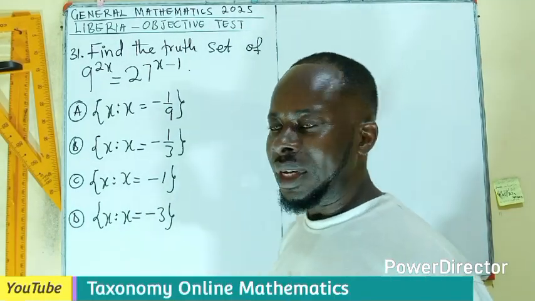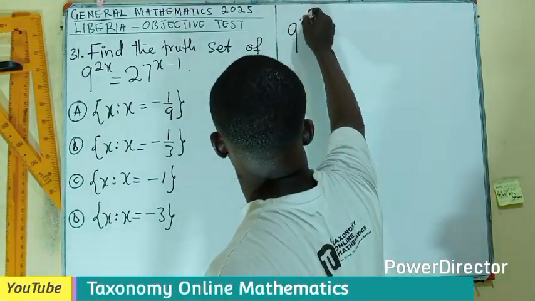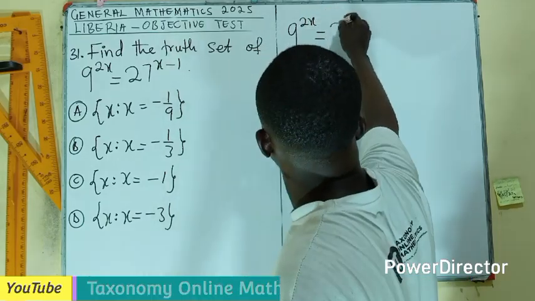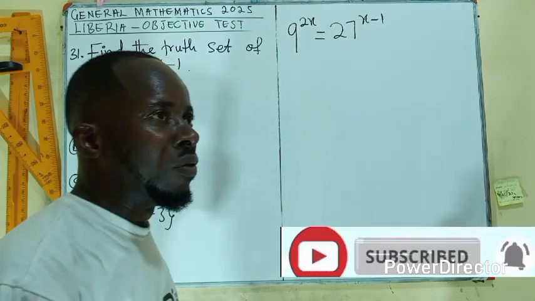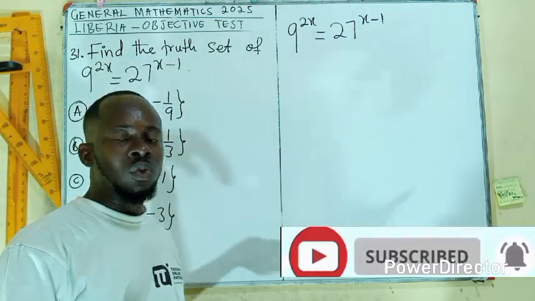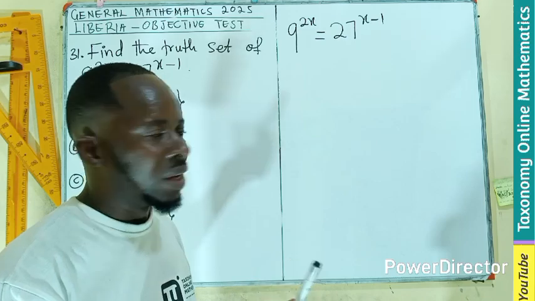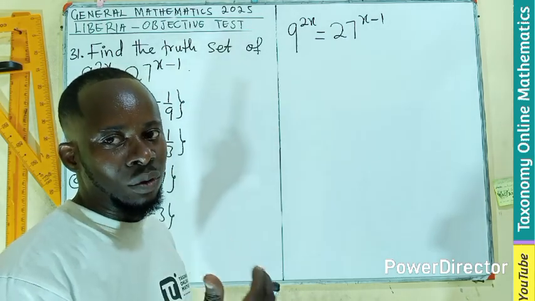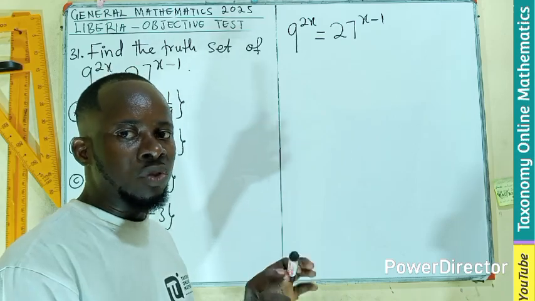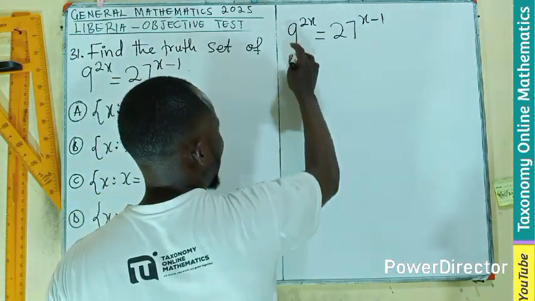Question 31 on indices. Find the truth set of 9 exponent 2x equals 27 exponent x minus 1. In solving exponential equations, you always try to have the equal base at both sides of the equal sign. So we cannot express 27, which is the bigger number, in terms of 9. So we break them into a common base, which will be base 3. And 3 times 3 give me 9.